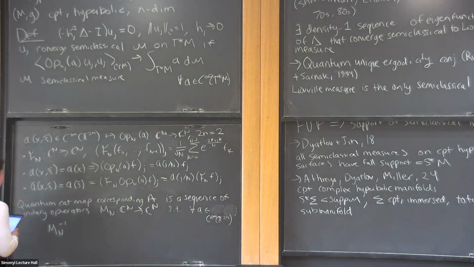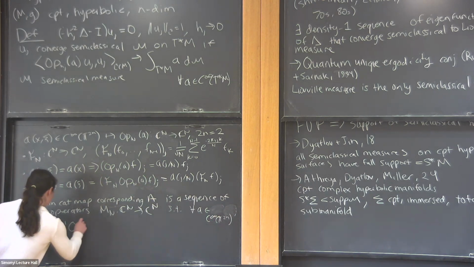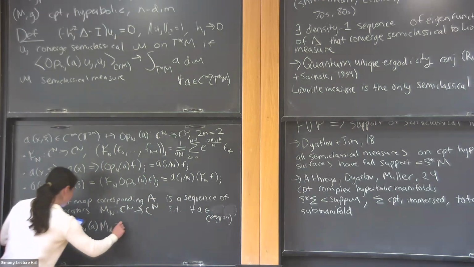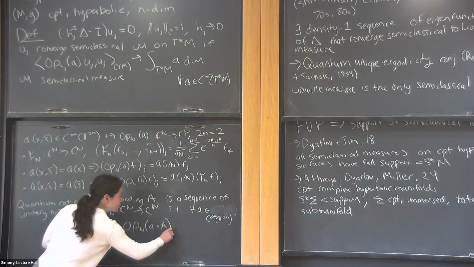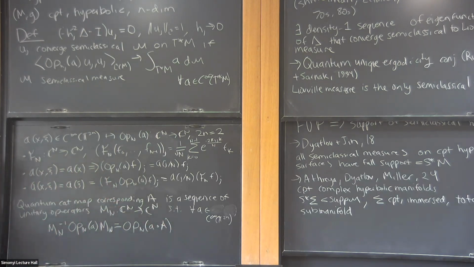Perfect. Okay, great. So if we take Op_n of A and we want to conjugate it by our quantum cat map, it's the same as taking Op_n of our function A composed with our symplectic matrix A. So quantum cat maps are all the unitary operators that satisfy this relation, and this is known as an exact Egorov theorem. Exact because there's no remainder term, it's an actual equality. And it turns out, I'll just state this as a fact, for each fixed n, the family of quantum cat maps corresponding to that n is unique up to a phase constant.